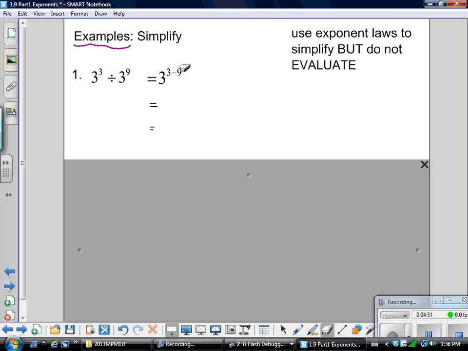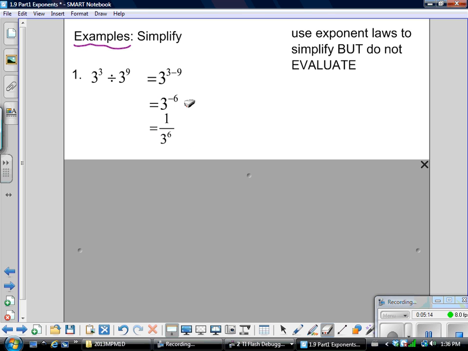Now, 3 minus 9 is negative 6. So that's the same as 3 to the negative 6. Now I also have an exponent law that says when I have a negative exponent, I flip my base. So in this case, 3 is going to be flipped to 1/3, and I put it to the power of a positive exponent. Okay, and that is simplified.